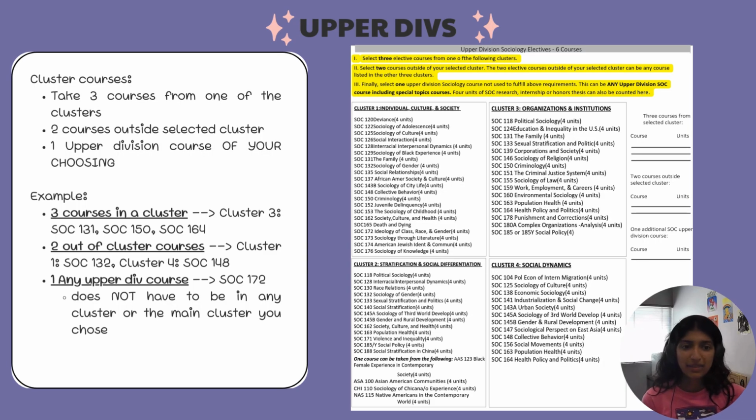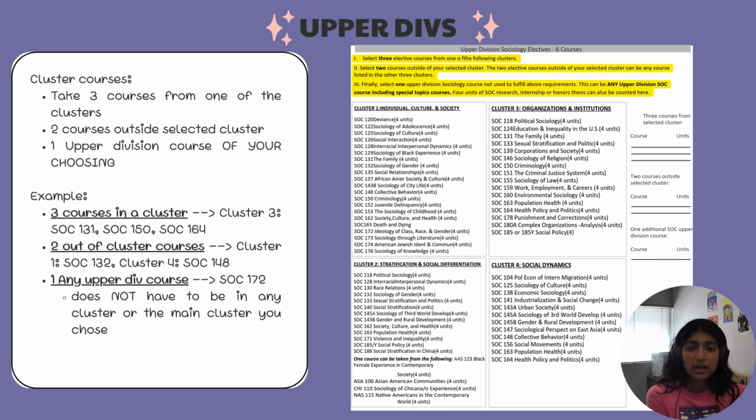Okay, and now we are at the clusters. This can look a little overwhelming, but don't worry, I'm going to talk you through it. The way it works is you're going to pick one cluster. So there's cluster 1, 2, 3, and 4. In that cluster, you're going to take 3 Soc courses from any of the following clusters. Just 3 courses in one cluster. Then you need to select 2 courses outside of that cluster.